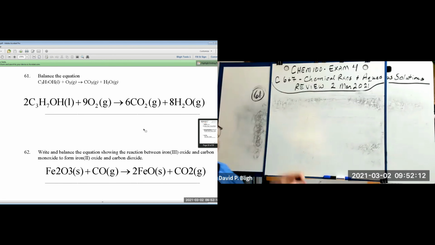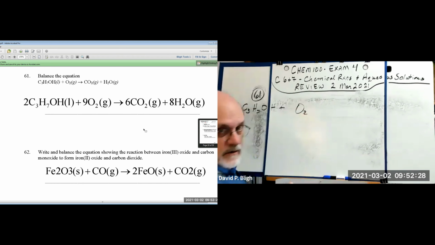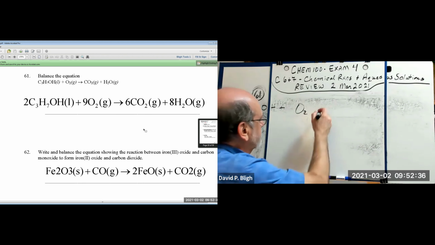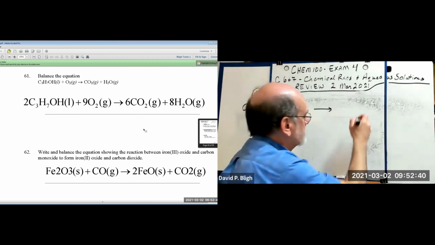And we start off with this compound. Let's see. I'm going to start over here a little bit. C3H7OH, and then oxygen. So we've got a combustion reaction. It's also oxidation reduction. Combustion is a special case of oxidation reduction. And that produces carbon dioxide and water.